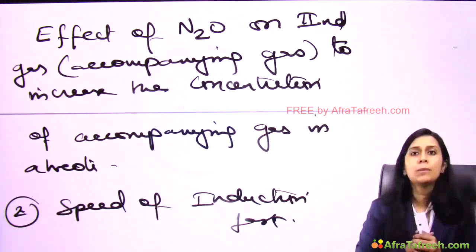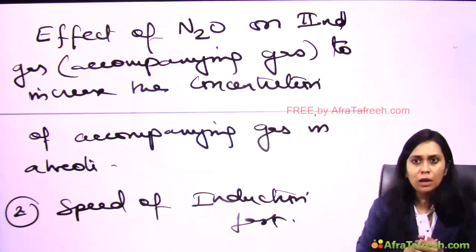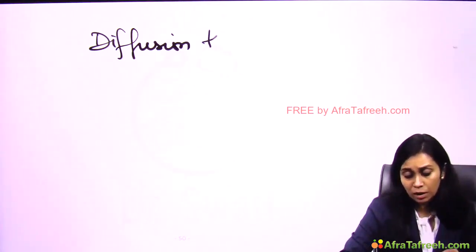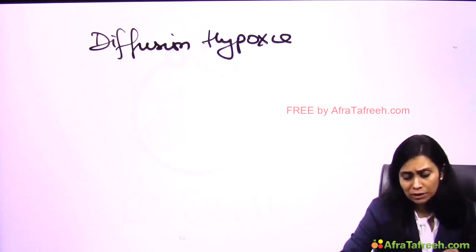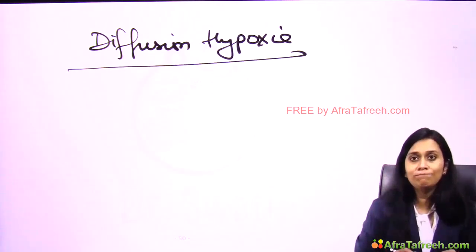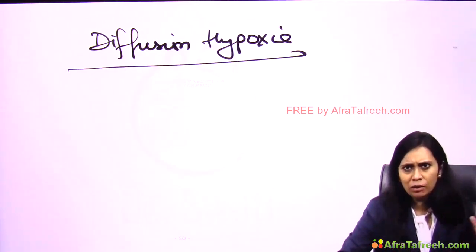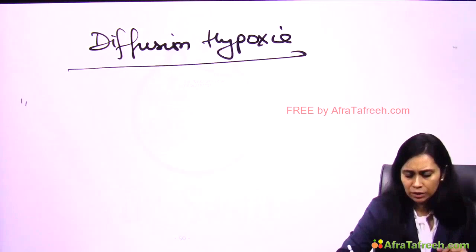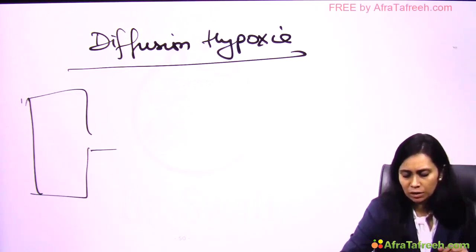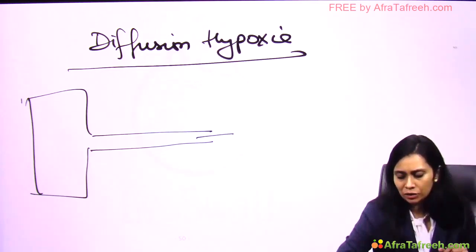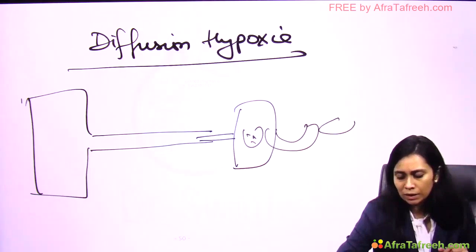Now coming on to diffusion hypoxia, more important from exam point of view. What is this diffusion hypoxia? One point I have already told you: it is seen during reversal, not during induction. Now let us make a scene of maintenance of anesthesia. This is your machine. From the machine, the tubings come out, and this is attached to the airway, alveoli, blood and CNS.